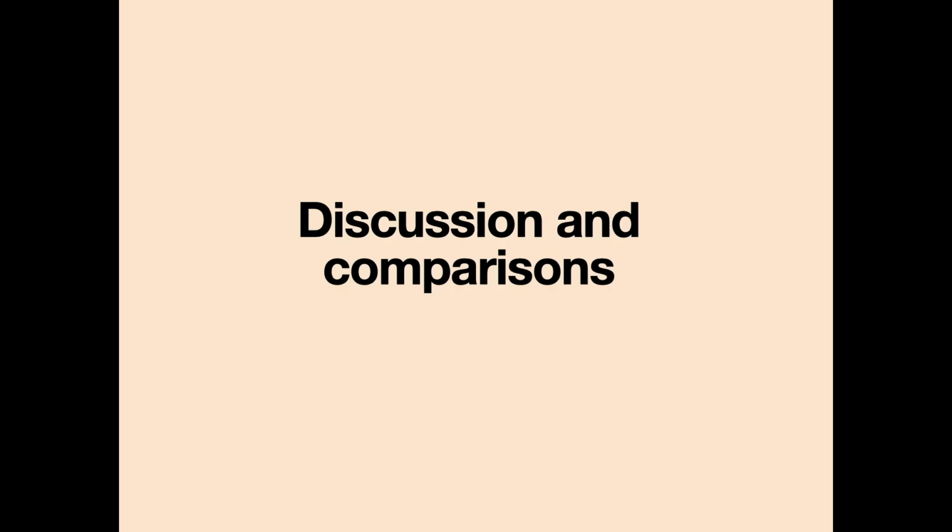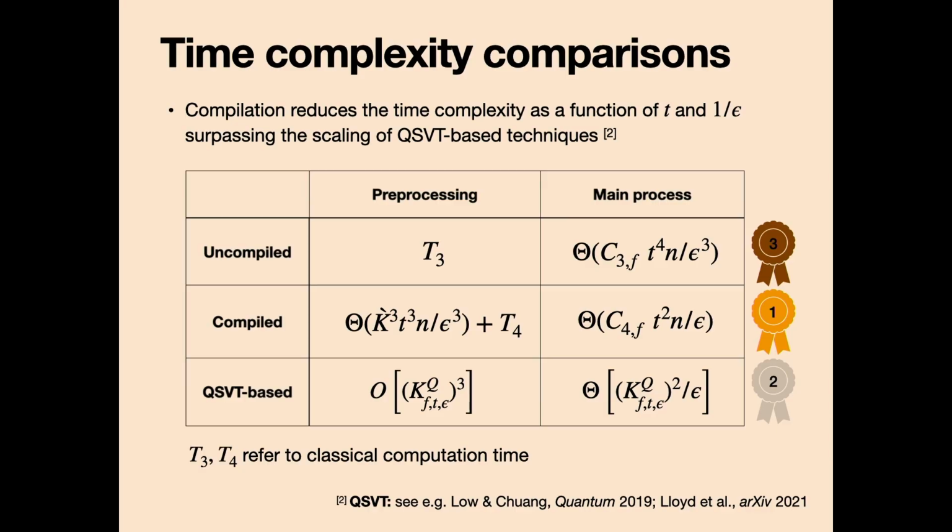Okay, and so now finally we will discuss a little bit and compare the two types of algorithms we discussed with the literature. Very briefly, we see that with the compiled algorithm, by doing this compilation step of correlating the randomness, we get back a nice scaling of the main process of t squared n over epsilon. There's still a pre-processing step that needs to be done once before any time the algorithm is applied, but then you can apply the same algorithm many times just with the main process. So in the asymptotic case, we care about the main process scaling. So we improved it from the uncompiled version.